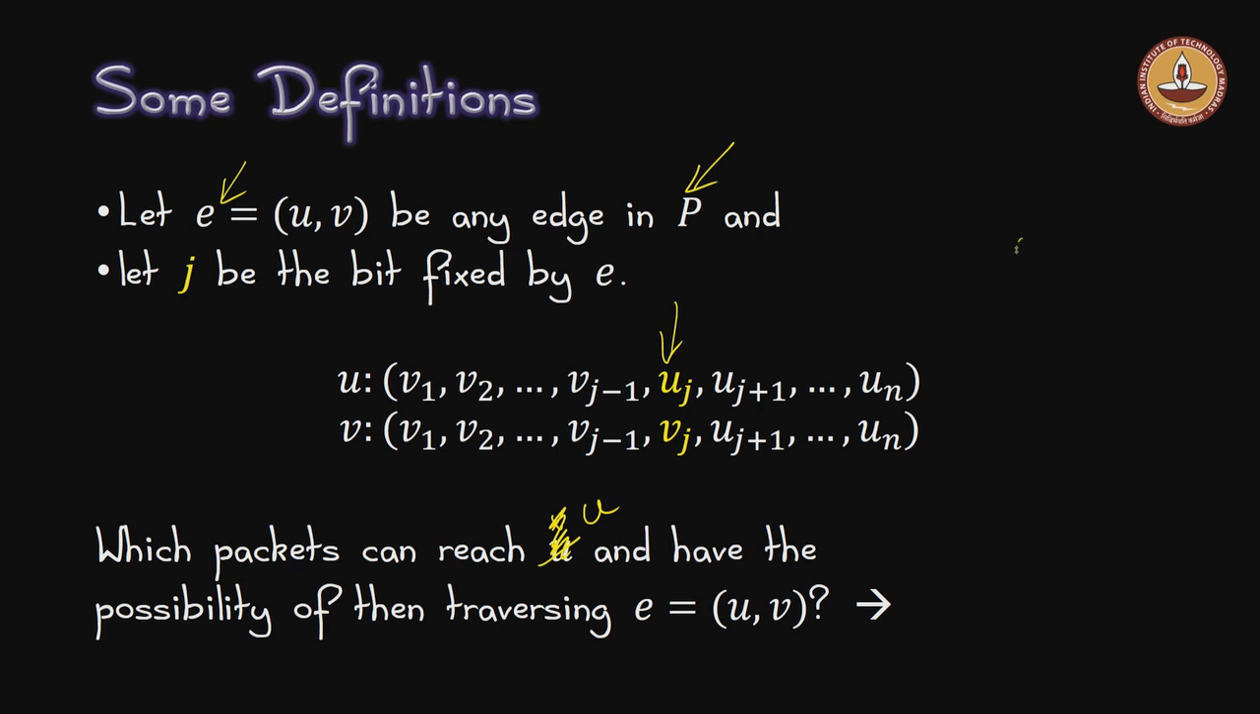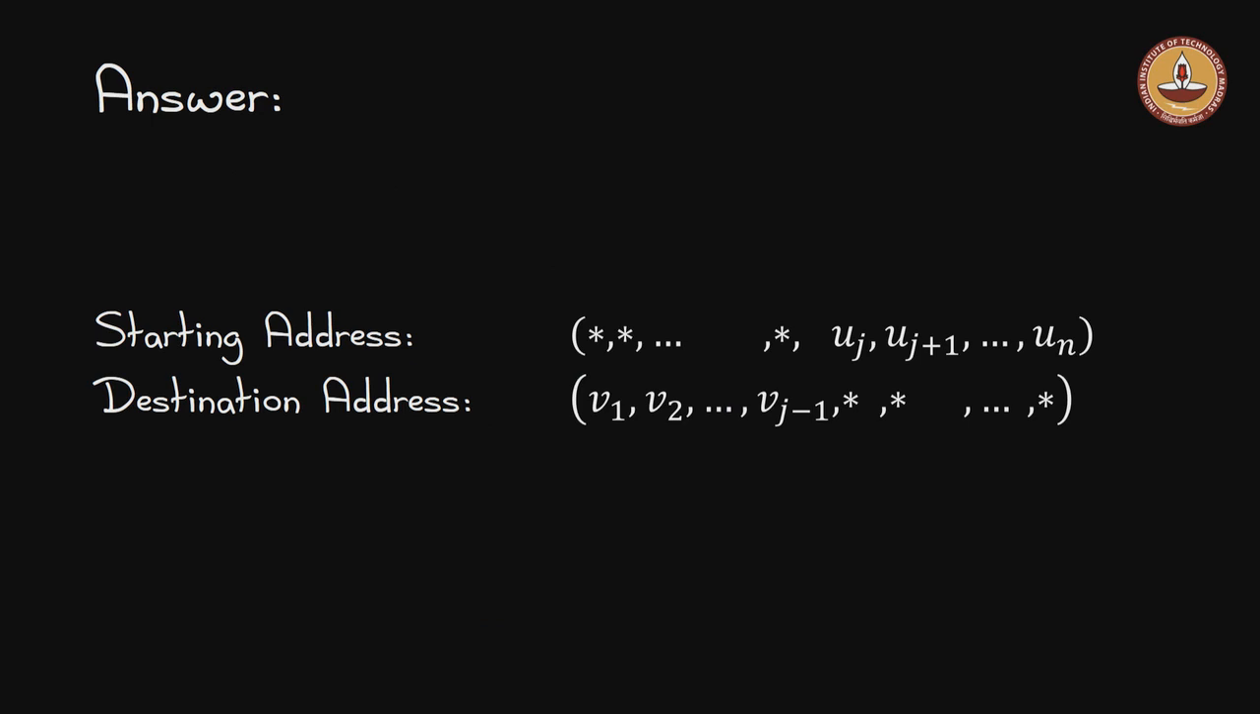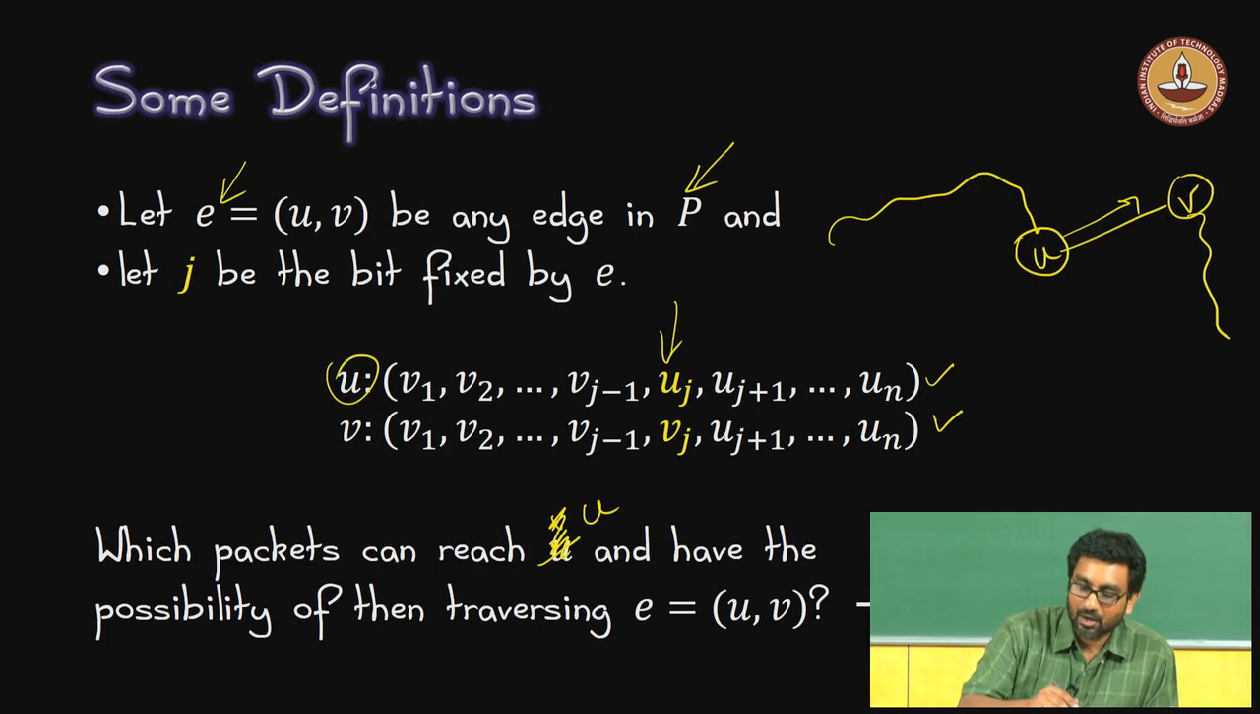So, basically let us have a picture. E is going from U to V. U has this address over here, and V has this address over here. They differ in the jth bit. So, which packets can reach U, go through V and move on? You need to be a little bit careful about the prefixes and suffixes. So, which packets will reach U?